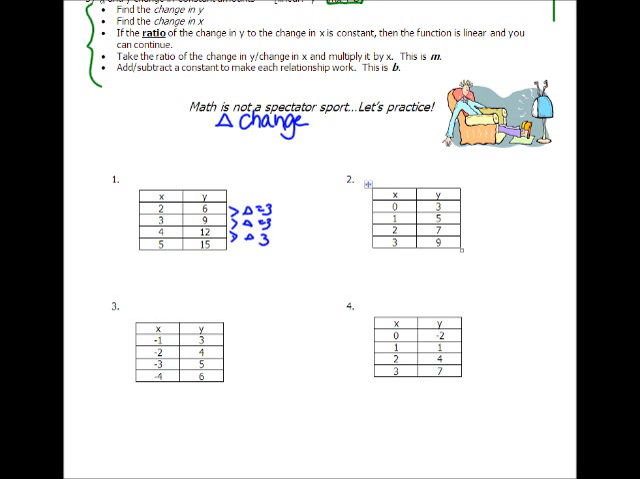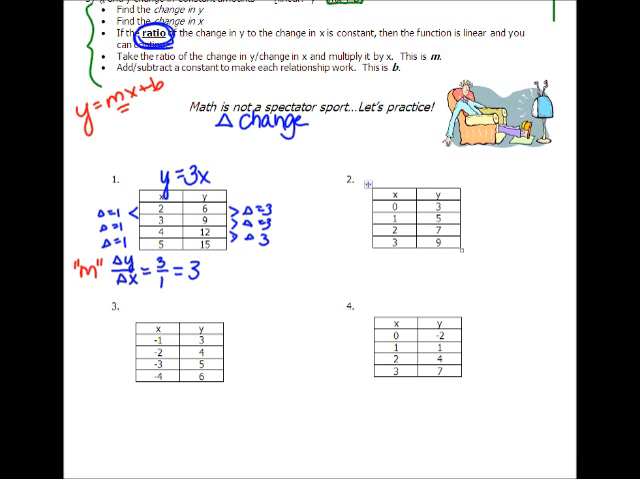Then it says to find the change in x. So the change is 1, the change is 1, and the change is 1. Then it says to find the ratio of the change in y to the change in x. So that's 3 to 1 in all cases. So my delta y over delta x is the ratio, okay? This is going to be your m. This is my m, part of the equation of the line. So y equals mx plus b. That's my m.